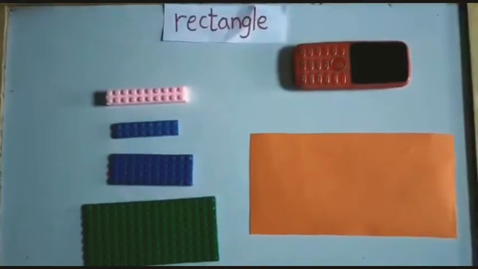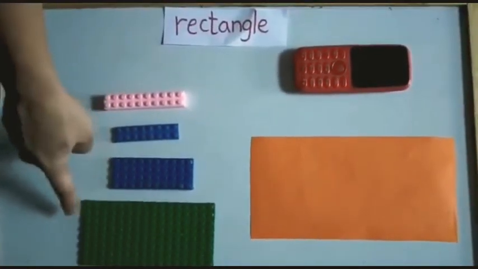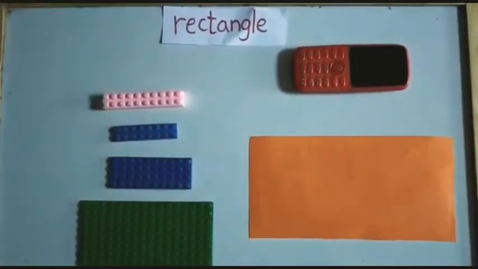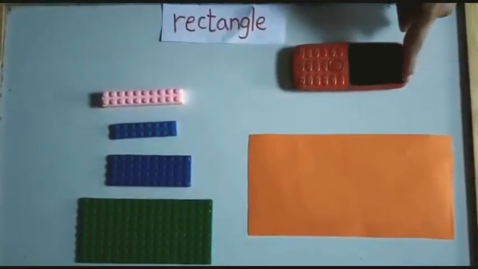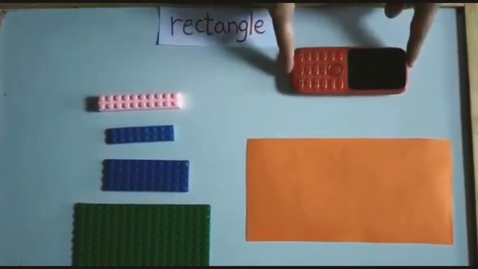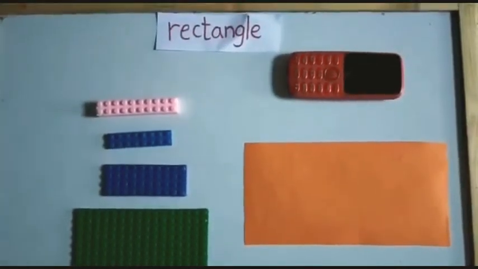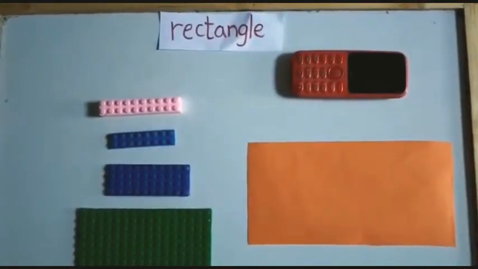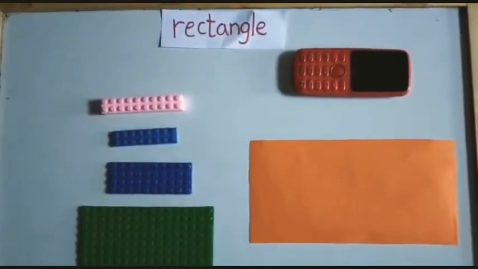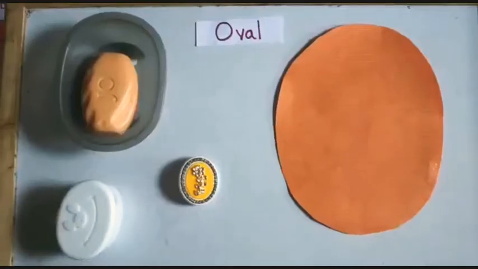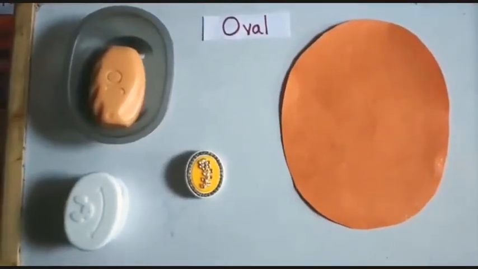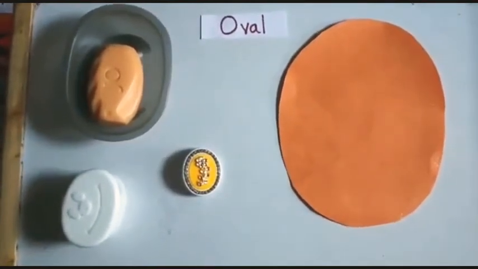See these objects, your blocks, they have rectangle shape. Can you see this mobile? Yes, 2 sides are short and 2 lines are long. So this is rectangle shape. We'll see the next shape. So children, can you see this shape? Can you guess which shape this is?